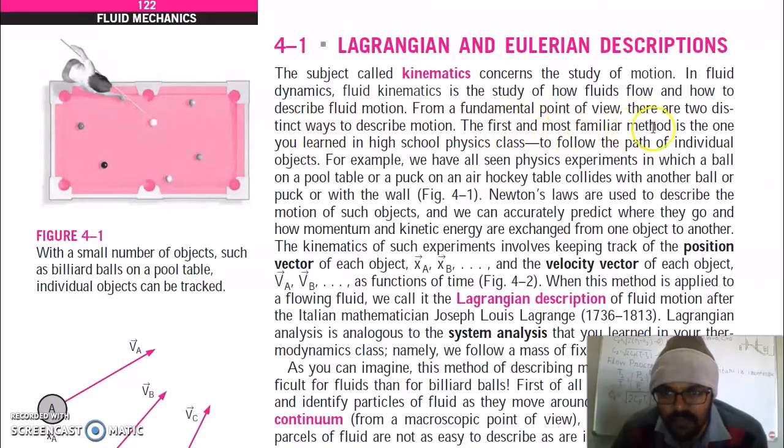The first and the most familiar method is the one you learned in high school physics class: to follow the path of individual objects. For example, we have seen physics experiments in which a ball on a pool table or a puck on an air hockey table collides with another ball or puck or with the wall. Newton's laws are used to describe the motion of such objects, and we can accurately predict where they go and how momentum and kinetic energy are exchanged from one object to another. The kinematics of such experiments involve keeping track of the position vector of each component.